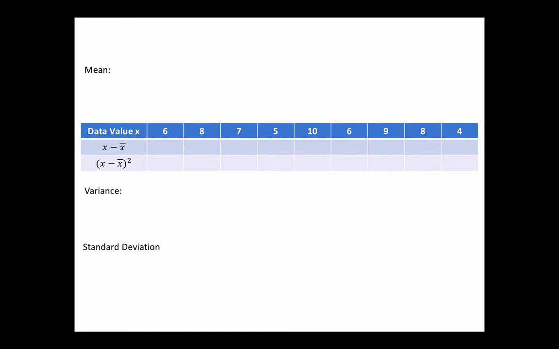I'm such a nice guy, I'll do that work for you. We got x bar equals total of 63 divided by 9. It ends up being a nice, convenient 7.